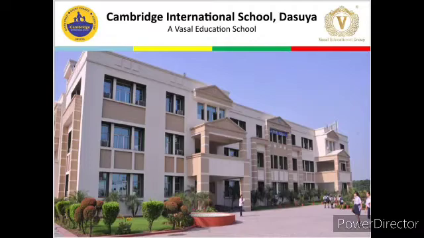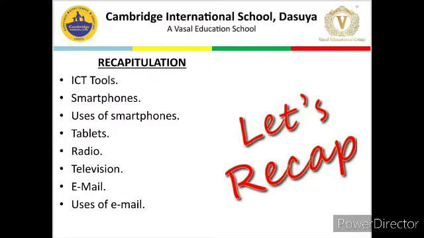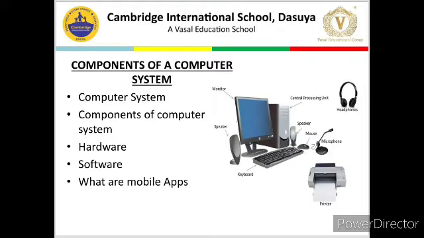So before we move on to today's topic, let's recap what we discussed in our last session. We discussed ICT tools, smartphones, the uses of smartphones, tablets, radio, television, email, and last but not the least, the uses of email. Now, in today's session, we are going to discuss the components of a computer system, like hardware, software, and what mobile apps are.